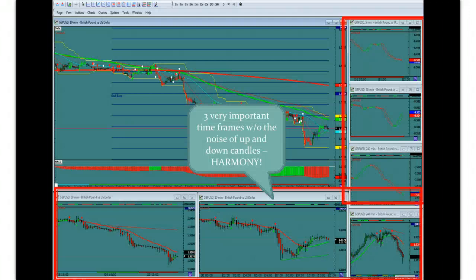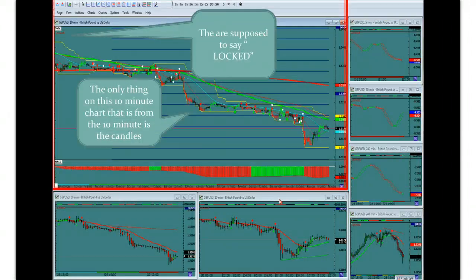Now, on the 10-minute chart, the only thing on the 10-minute chart that is from the 10-minute is the candles themselves. Nothing else comes from the candles. Now, up there on the left, it says locked. We got about 200 emails today saying my charts are locked. That's because they're supposed to be locked, so that you can't go in there and say, well, I don't like it. I like a slow stochastic at this setting, man. We don't mess with these. These have not been optimized since 2004 because they work. Don't try to mess with them.